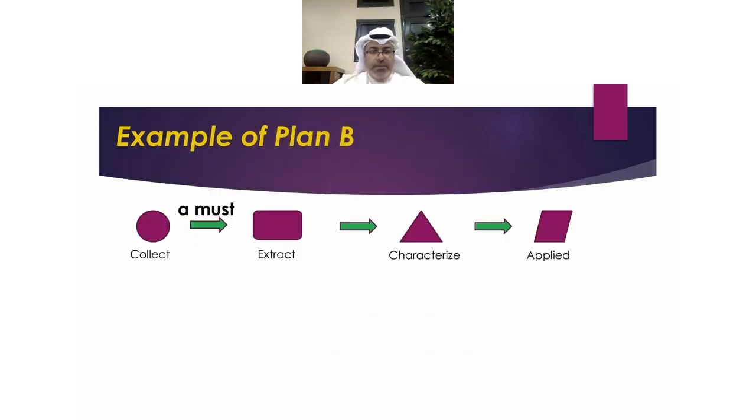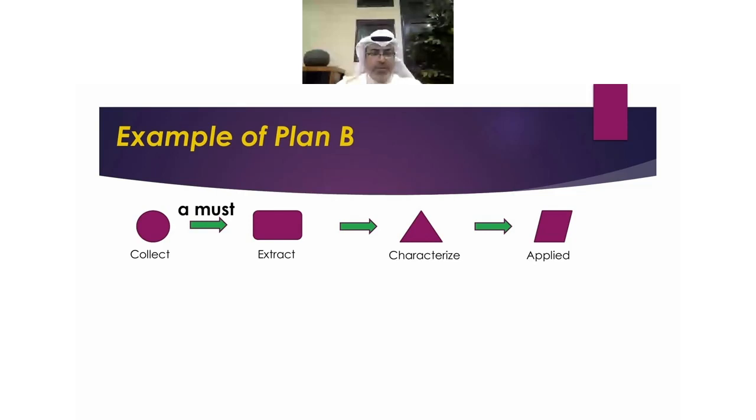Okay, plan B. What do I mean by plan B? Let's assume you have a 4-stage proposal. Start with collecting a plant, and then extract the material from the plant, and then characterize this material, and then apply it for a certain application. This plant only grows in a certain season, for example. If something goes wrong in this season, for example, there was no rain, you will not get the plant. That means you cannot extract the material. So the first step is very important. If you don't get the plant, you cannot start the material. That means you cannot go for step 3 and step 4. You need a plan B.